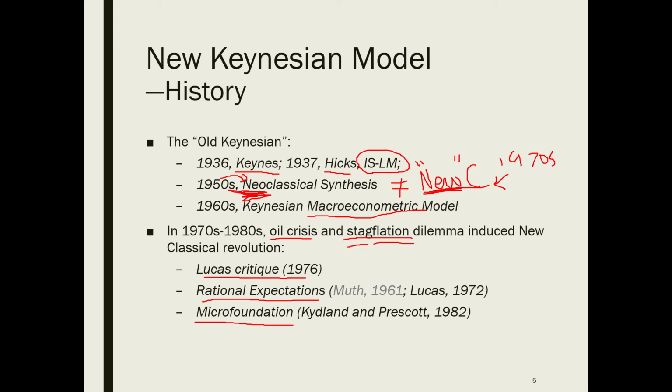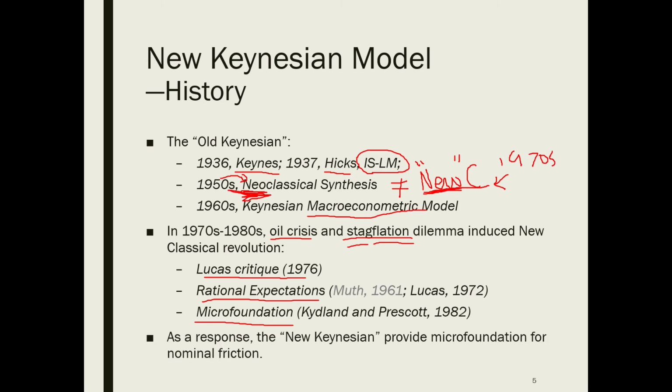And this is what we have been doing in the first semester and this semester. That is, all the macroeconomic relations have to be derived from a microeconomic principle, that is, optimization and equilibrium. As a response, the new Keynesian models actually provide a micro-foundation for the old Keynesian models without changing the key assumption of the Keynesian models, the price rigidity or nominal frictions.